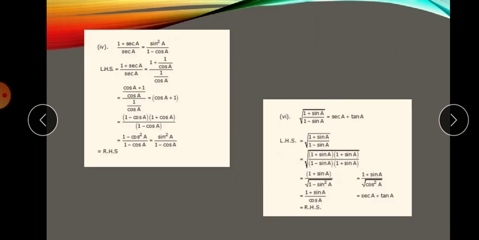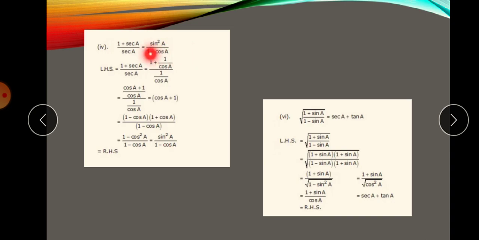Now next we see the fourth one. The fourth one is very easy. 1 plus secant A by secant A is equal to sin square A by 1 minus cos A; you have to prove it. How to prove it? Convert secant again into cos, so 1 by cos A. Take LCM. So what will happen? Numerator cos A plus 1 by cos A, then cos A cancels. So cos A plus 1, you got the LHS. Keep it.